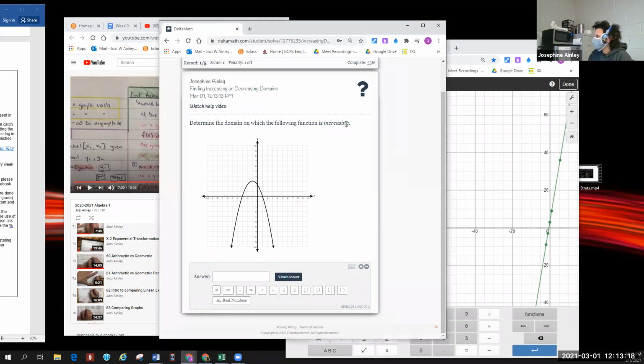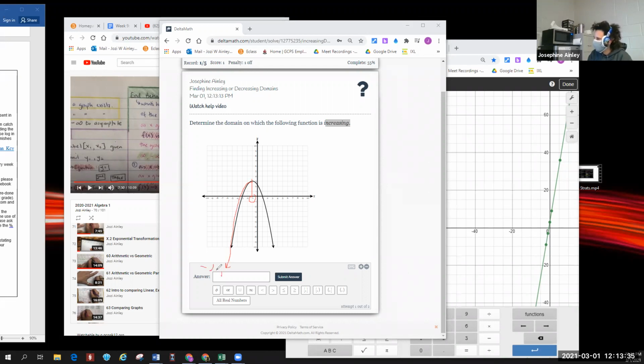Determine the domain when the function is increasing. So when is it going up? So it goes up here to here. And then it starts going down, right? So it goes up from here to here. But it doesn't stop, because you see this arrow means it goes like this forever.